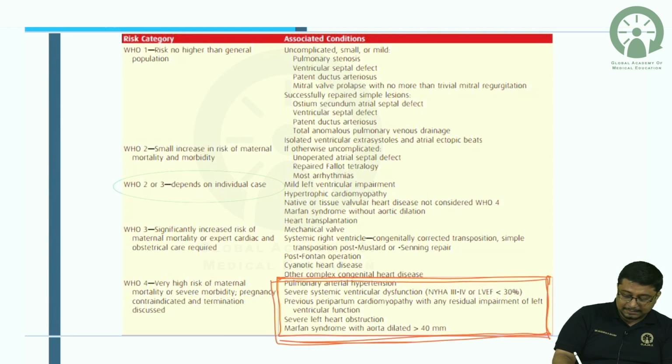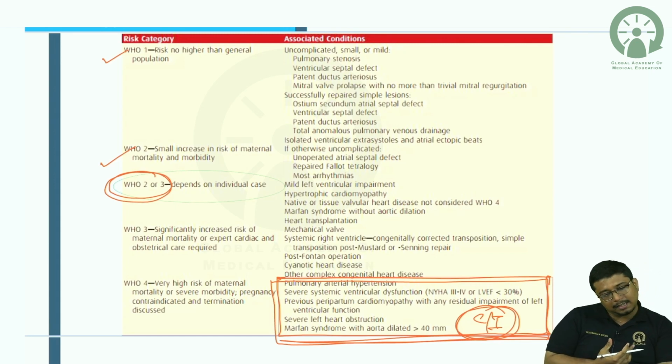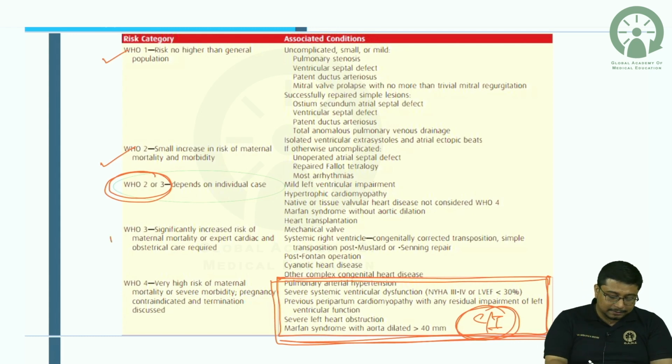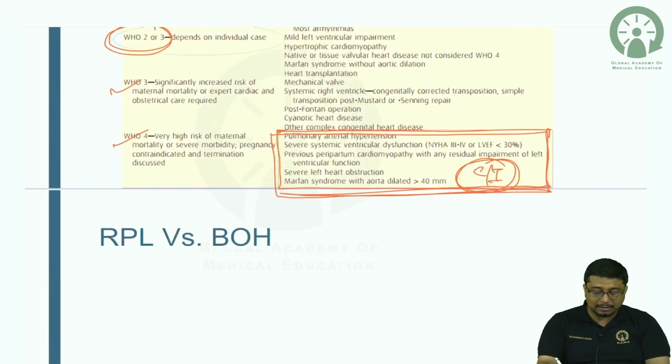So if you see this, these are the conditions of heart disease where it is absolutely contraindicated to have pregnancy, and if pregnancy occurs, it is very, very high risk. And if you go by it, there is WHO 1, then there is a particular thing called WHO 2 or 3. Based on the condition, the lady can be 2 or 3, there is no definite thing. And then there is WHO 3 and then WHO 4. So there are 4 classes, from 1 to 4. This is something you should remember, and all the WHO 4 conditions you should remember.